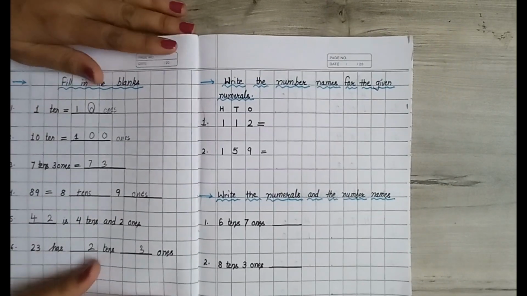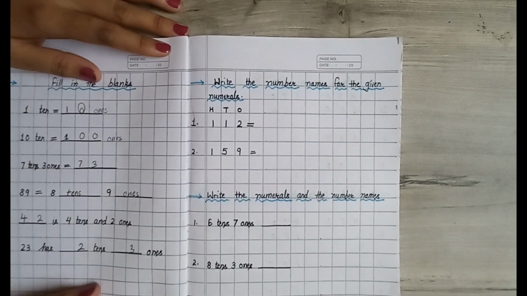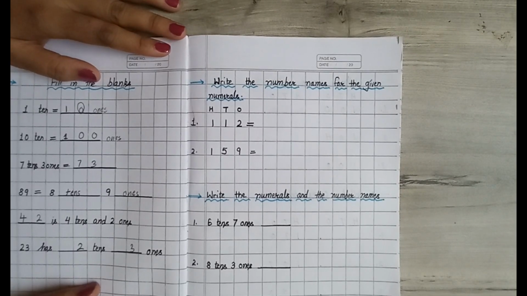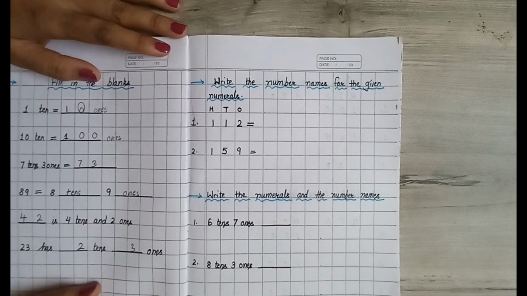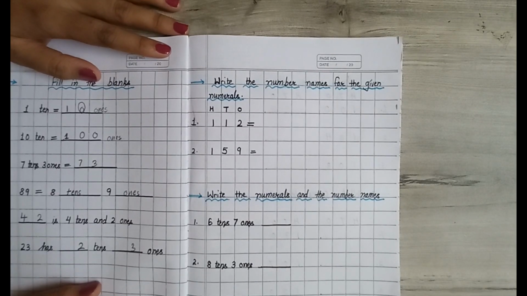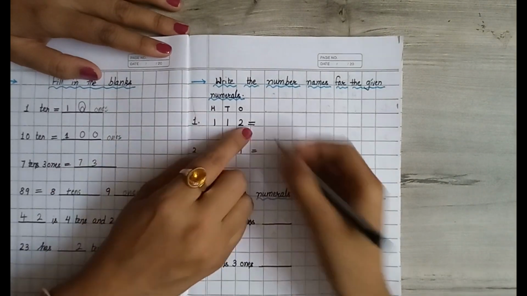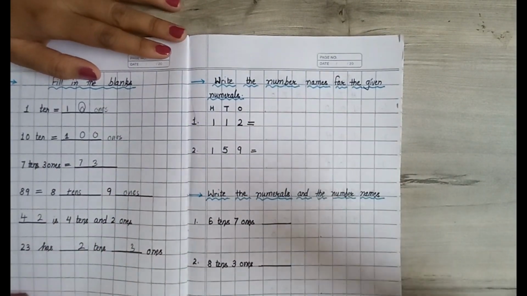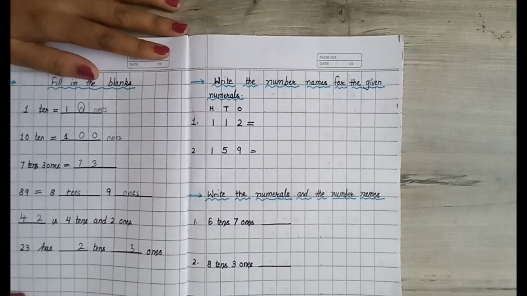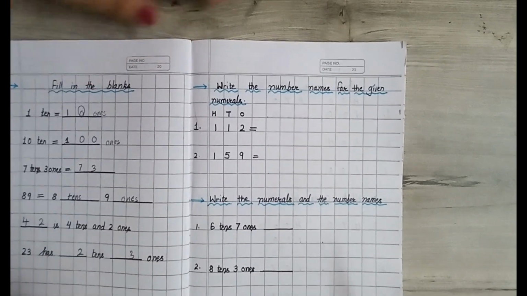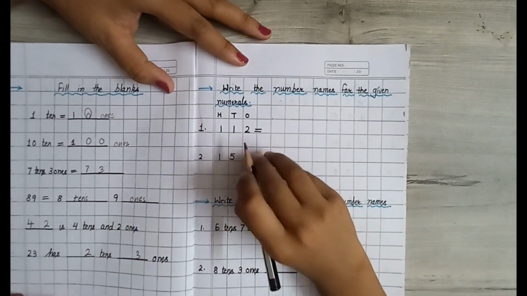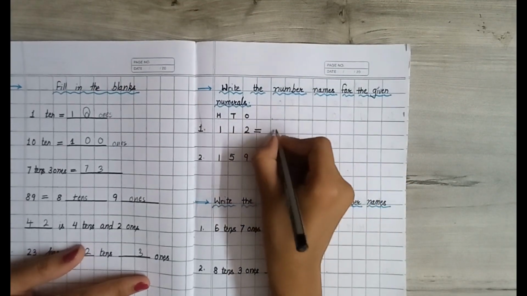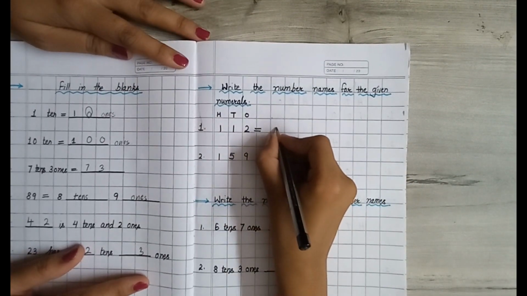Very good. So next we have write the number names for the given numeral. Okay, do you know which part is called numeral and which one is number names? That is numeral, numeric form. And what I'm going to write will be number names. Okay, very good. Write here number names. 112. Okay, write the spelling. First letter capital.